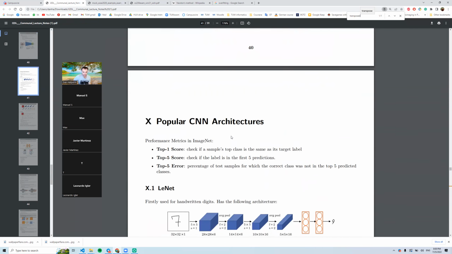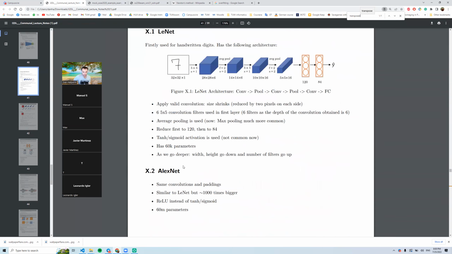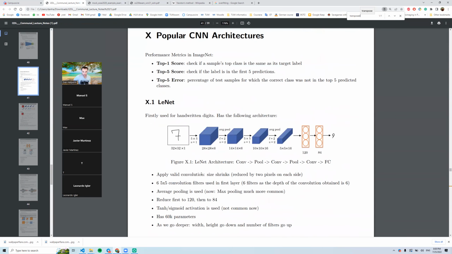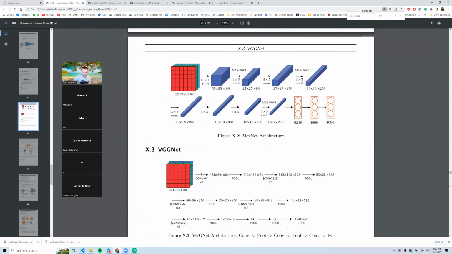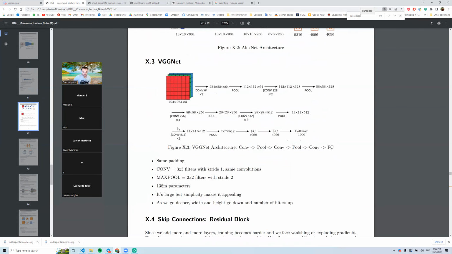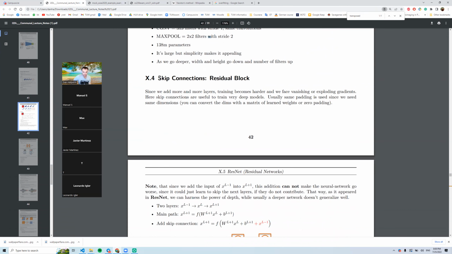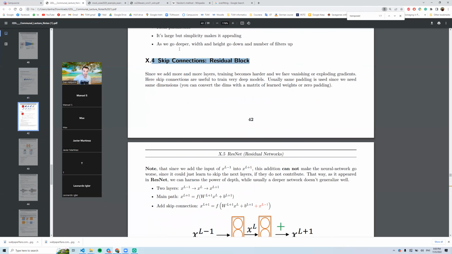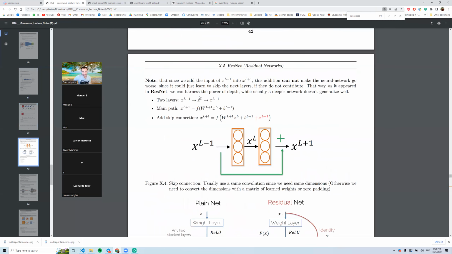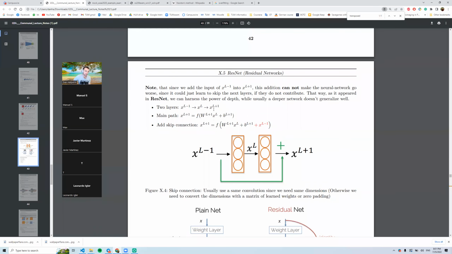Okay, we talked about that with LeNet, AlexNet, VGGNet. And the VGGNet is super commonly used because it's really good, but it's super heavy, not relevant for you guys. Skip connections, residual blocks. This is important. Skip connections allow us what we call the highway of gradients.